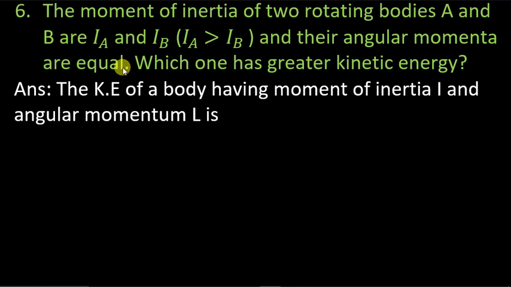Now, next question is, the moments of inertia of two rotating bodies A and B are IA and IB, where IA is the moment of inertia of body A and IB is the moment of inertia of body B, and their angular momenta are equal. Which one has greater kinetic energy? Let us answer this in an elaborate way, although it carries 1 mark. The kinetic energy of a body having moment of inertia I and angular momentum L is T equal to half I omega square, where I is moment of inertia and omega is angular velocity. So this we can put as L square by 2I.